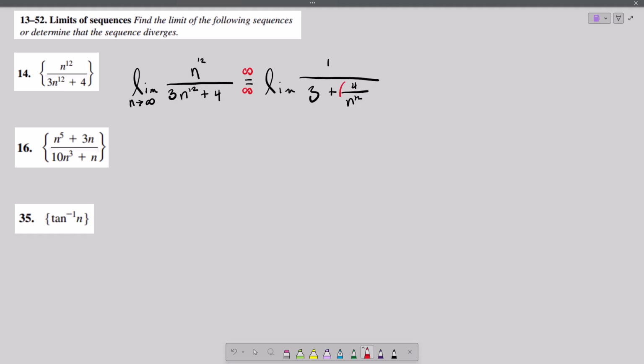This term right here, 4 over n to the 12, where does 4 over n to the 12 go? 0. 0, right? That's one of our basic limits. Constant numerator, exploding denominator, terms are going to 0. So what's the overall limit? 1/3. So that is the limit of that sequence, 1/3.